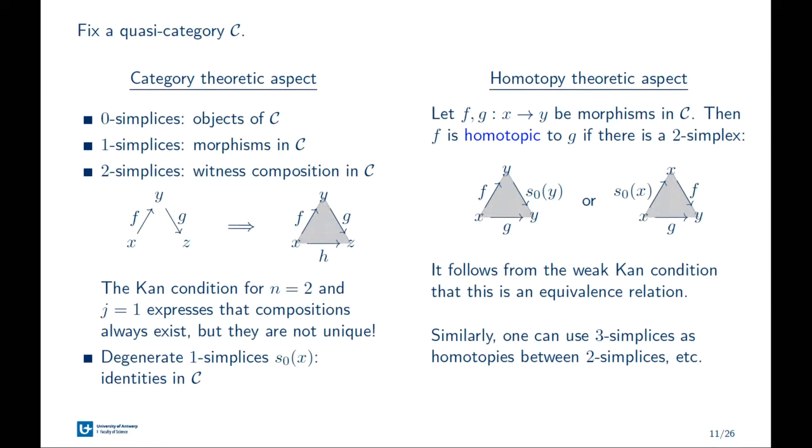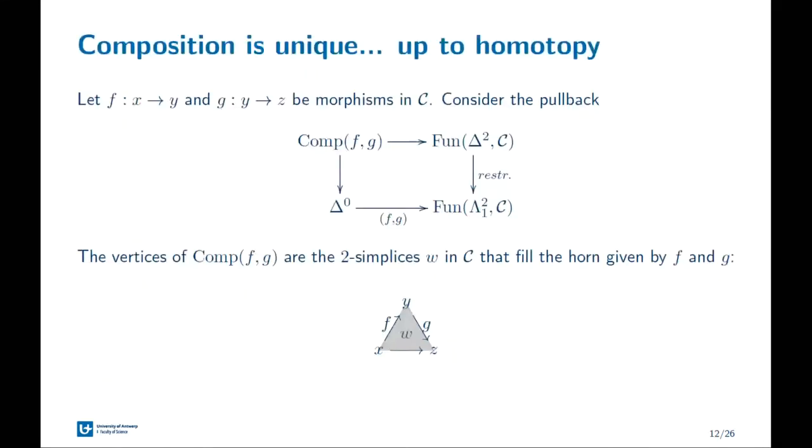And similarly, you can use three simplices to define homotopies between two simplices, and four simplices to define homotopies between three simplices, and so on. So you really get a well-defined notion of homotopy in all dimensions. Okay, so these are the two sides of the story. There was one caveat, maybe at these compositions here. I said that they're not unique. I also said that it's not a problem, and I'll try to explain why.